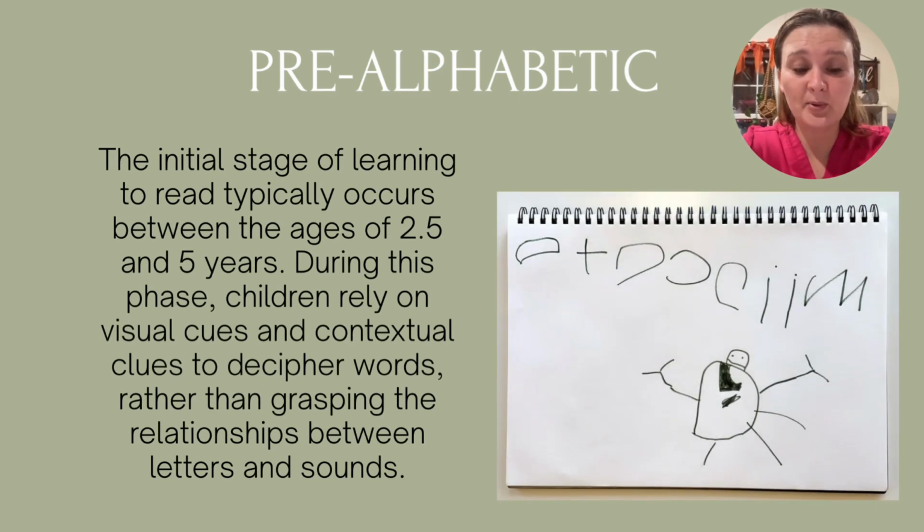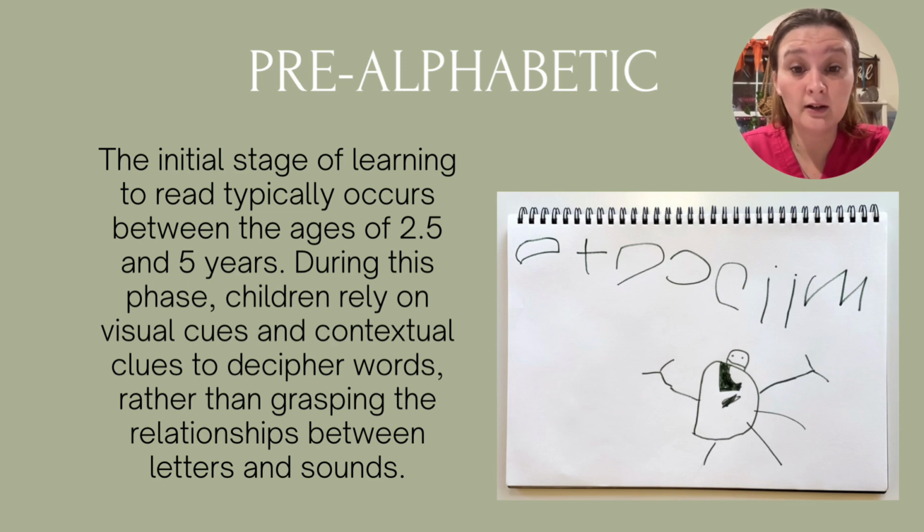The first phase is the pre-alphabetic phase. This is when students first begin to have an understanding of what letters are. They don't yet have any understanding of letters compared to sound, like letters' connection to letter sounds. So they rely on symbols and images to understand what words mean.